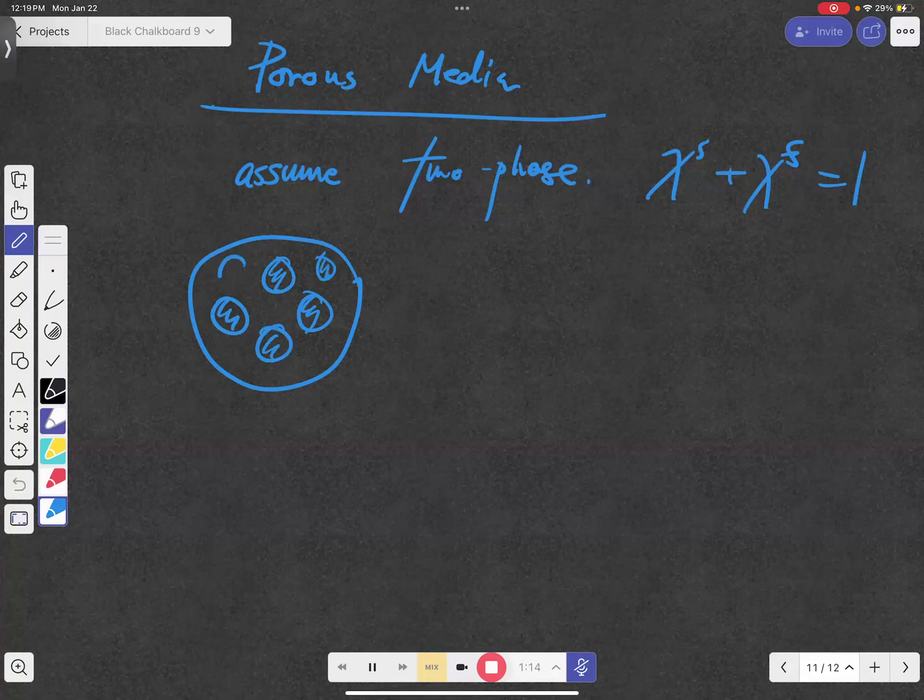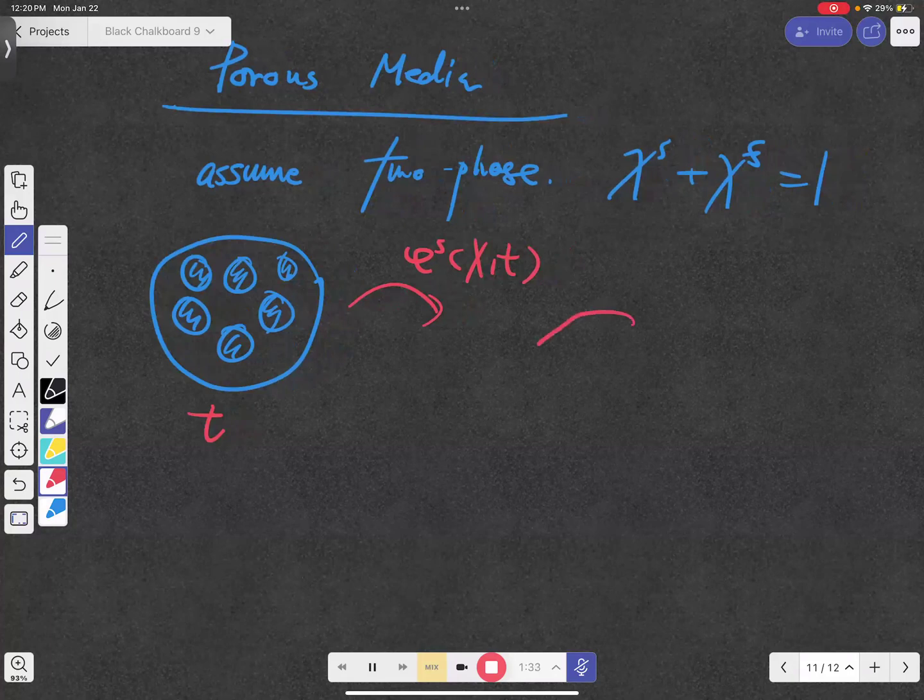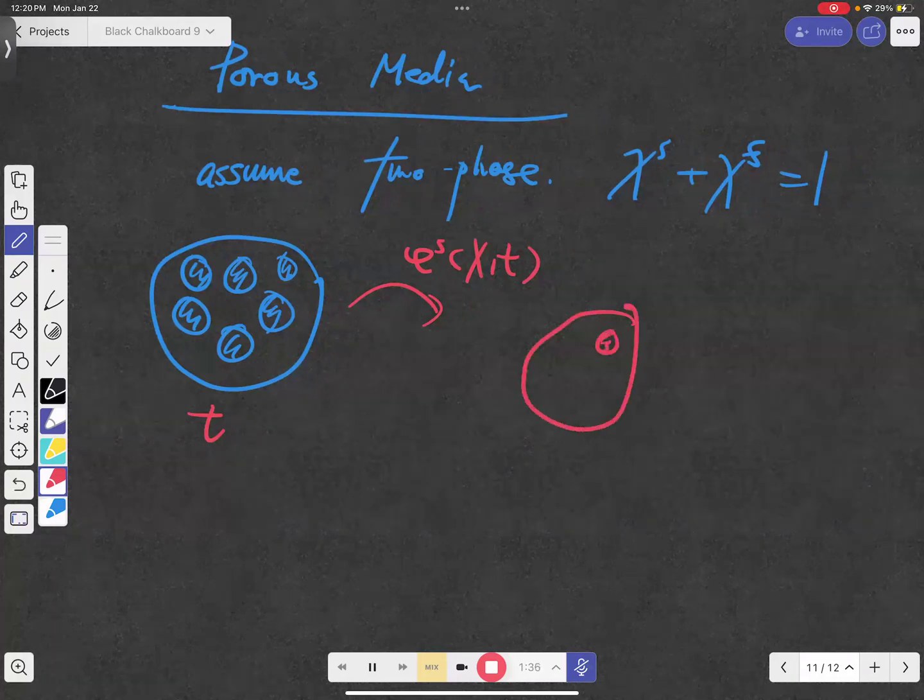Now I consider the two-phase material. Now this is at time t. After a while, what will happen? Strictly speaking, I will have a solid trajectory that maps all the reference points to this. Then I would have this thing deformed, and I have a new configuration.